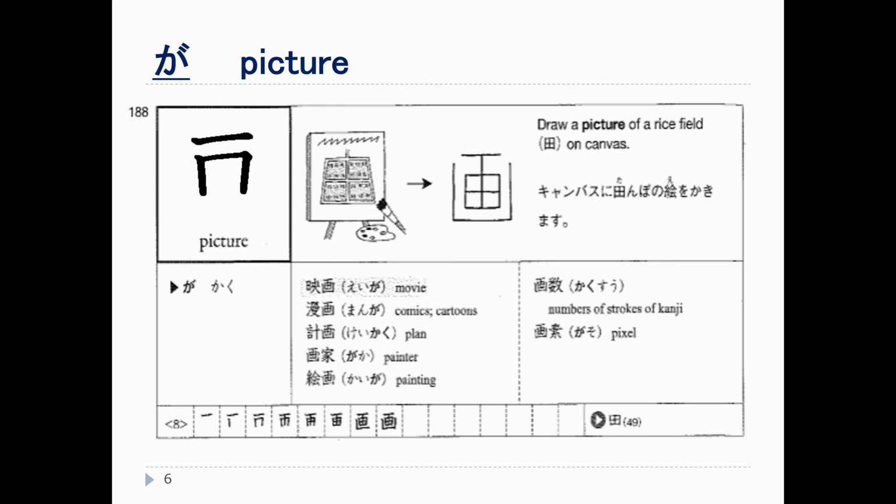We write 1, 2, 3, 4, 5, 6, and then the box around it, 1, 2. Once again, 1, 2, 3, 4, 5, 6, 7, 8.